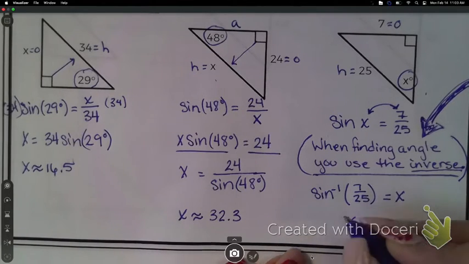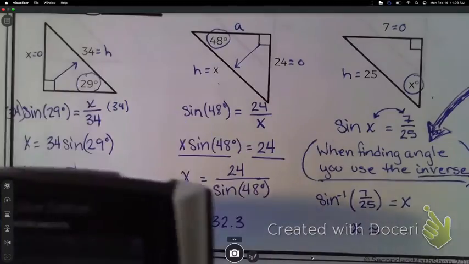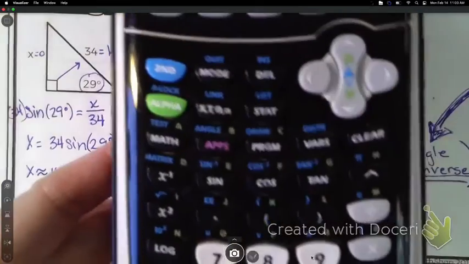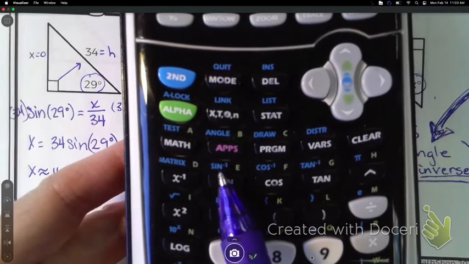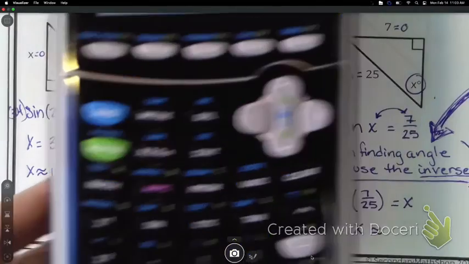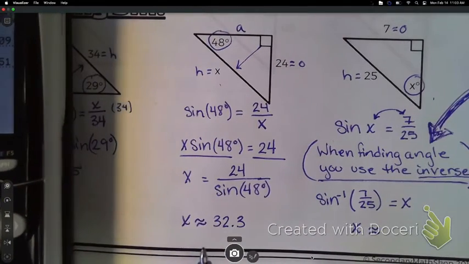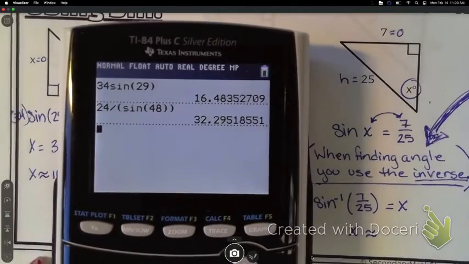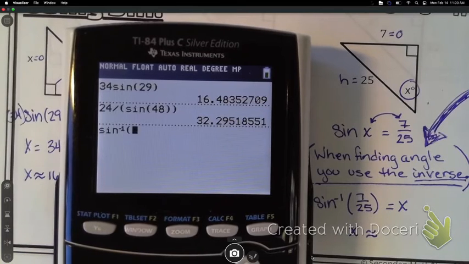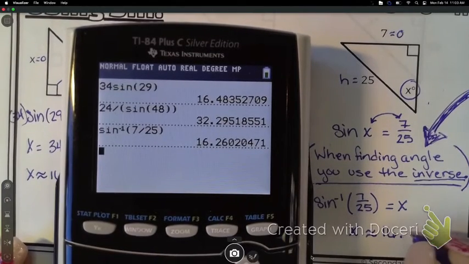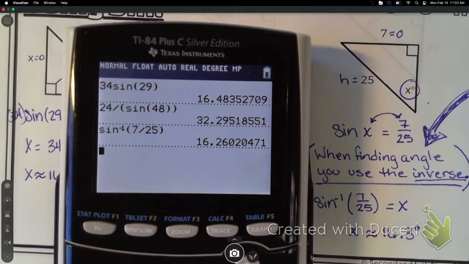So now can we put that in our calculator? If you find your sine button, do you notice inverse right above it? You hit second. Look in the angle button and see. So you're going to put inverse sine, and I'll be right there if you can't find it. 7 divided by 25. You should get approximately 16.3 degrees. Don't forget your degree.